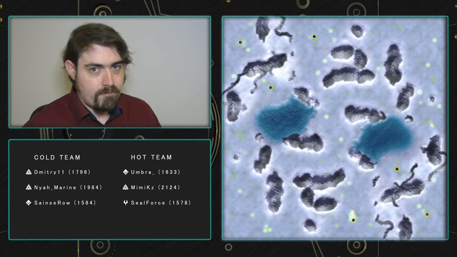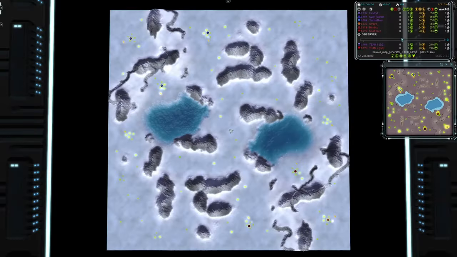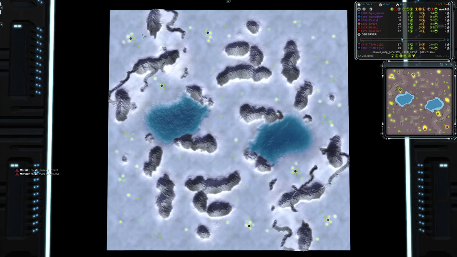Today, we've got a 3v3 ladder game on a generated map. I promise you, it's going to be intense. By now, my loyal viewers will know what to expect in a ladder game. We have the cold team, we have the hot team, and because it's 3v3, we know that it's a generated map. Let's meet the cold team first.